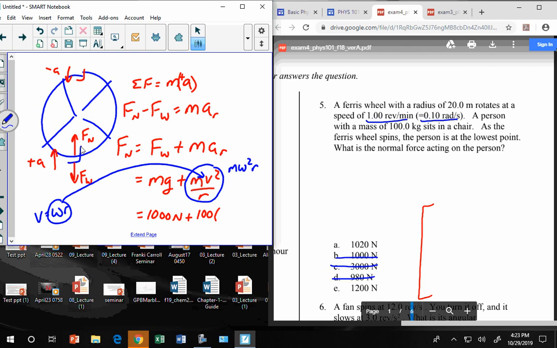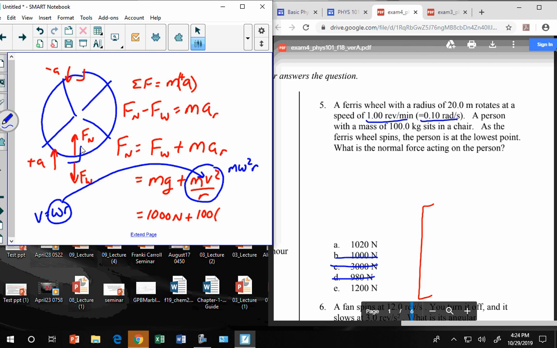If you don't want to worry with that, then you can take your omega, which I gave you in the problem. Omega was 0.1 radians per second, and just convert it into a velocity by multiplying by the radius, which is 20. You follow what I'm saying there? If I don't want to worry about this extra equation, I can just change my omega, which is 0.1, into v by saying omega times r.